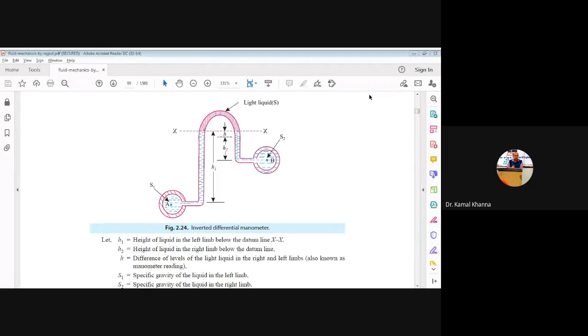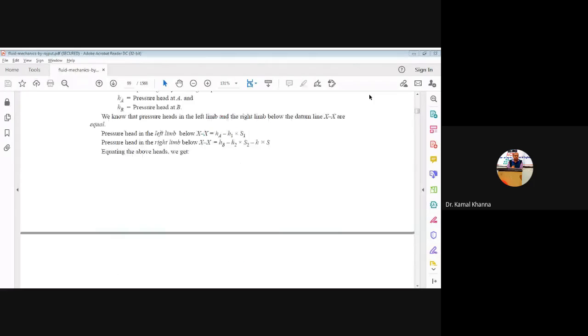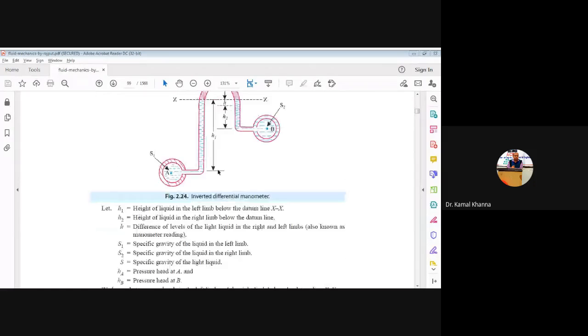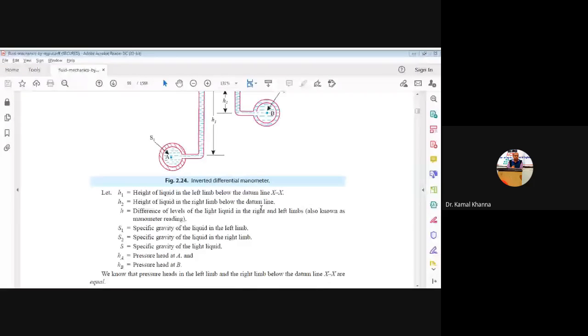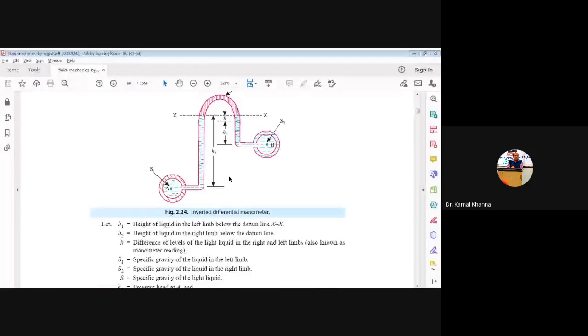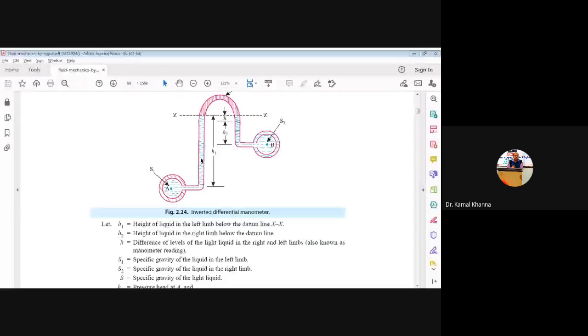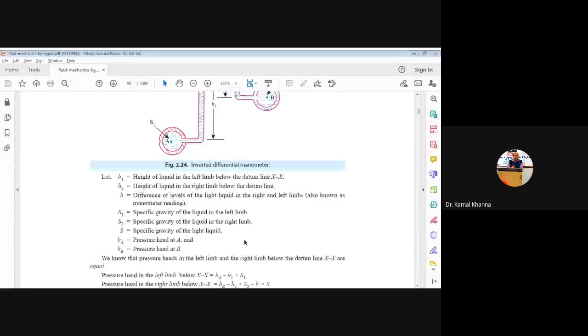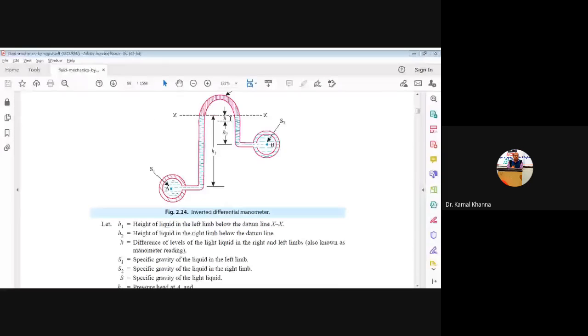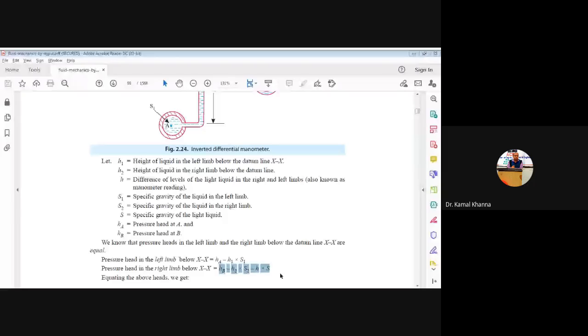So the pressure head in the left limb comes out to be HA minus H1 S1. Here it becomes minus because it is in the inverted shape. H1 S1 is the pressure head of the first liquid, where S1 is the specific gravity of the first liquid and H1 is the height from point A to the reference line, the X line. Similarly, in the case of the right limb, we have HB minus H2 into S2, that is the second liquid, minus H into S, that is the lighter liquid. The specific gravity of the lighter liquid is different from that of the liquid present at point B.